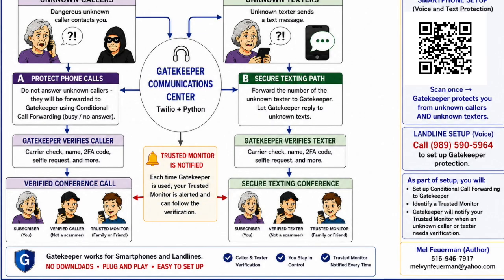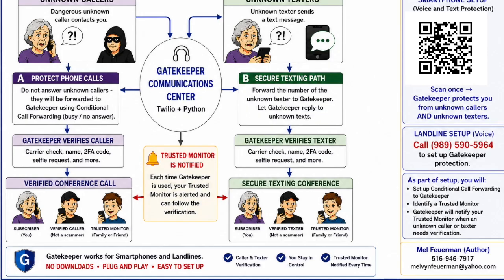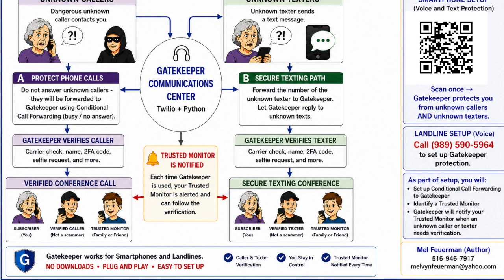Once Gatekeeper gets the call, it begins verifying that unknown caller. It might check their name or even send them a verification step like a code. During that process, Gatekeeper also alerts the trusted monitor so they can join in if needed. If the caller is verified, Gatekeeper sets up a secure conference so you, the caller, and the monitor can all be part of the conversation. So Gatekeeper verifies the caller, and then in fact, the Gatekeeper sends the code.